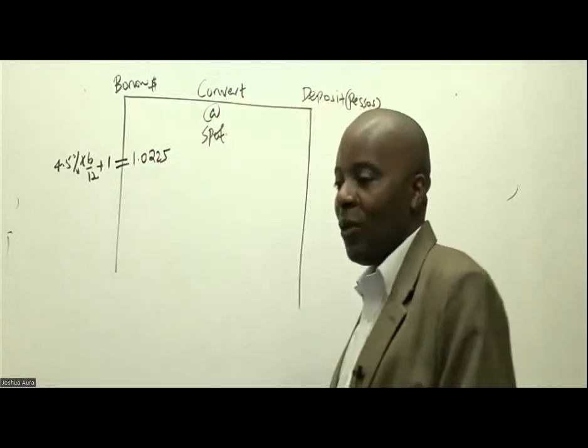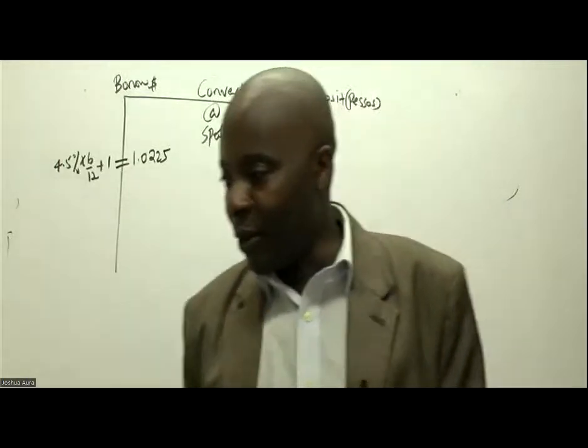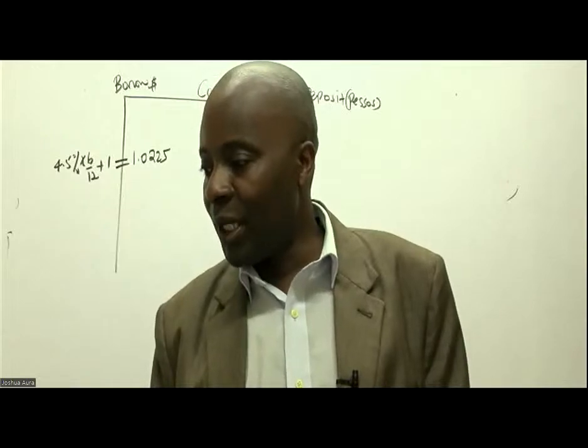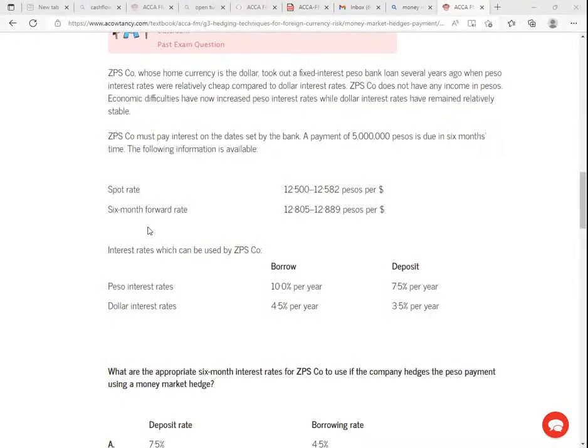Terry is giving me the other one. Okay. So for the depositing of the pesos, what do we have here? It is 7.5% per year. So this is 7.5% per year times 6 over 12 plus 1. I believe this is what Madam Marietta has already given: 1.0375. Thank you very much.